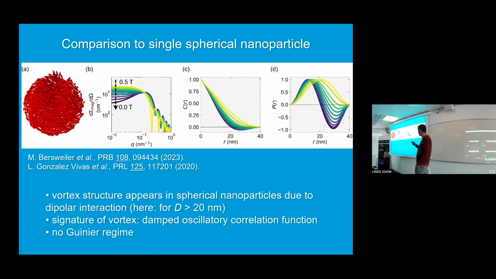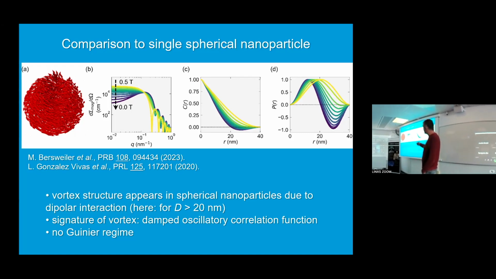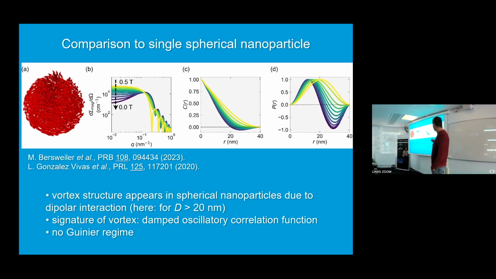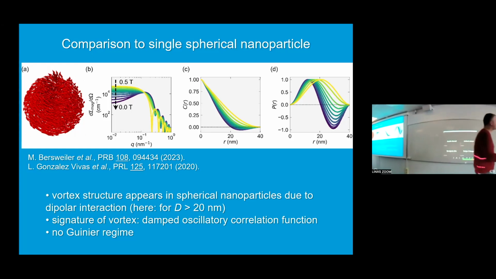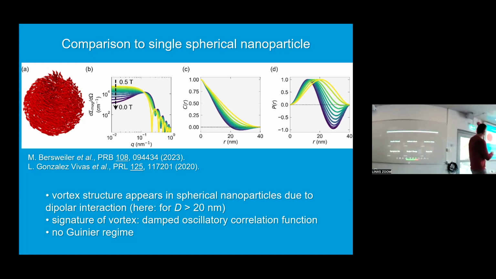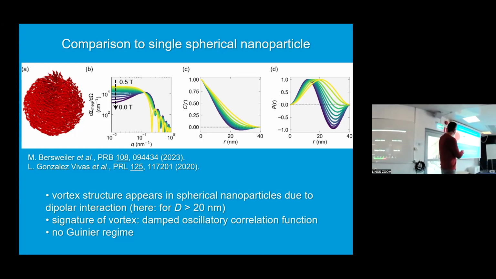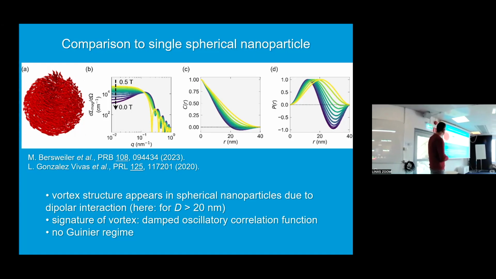You see also when it's saturated here at 0.5 Tesla, that's the yellow line. We recover the correlation function of the homogeneously magnetized sphere, the P of R of the homogeneously magnetized sphere. Then if you go to lower fields, at some point the vortex nucleates, and then of course we get the peak-type feature in the cross section. So we get the deviation from the Guinier behavior.